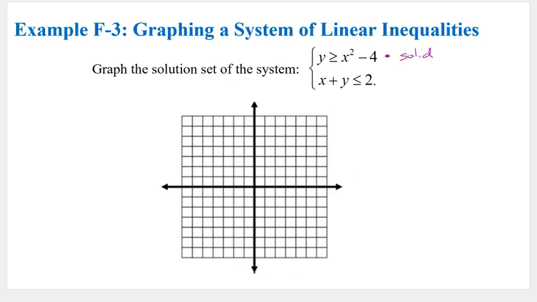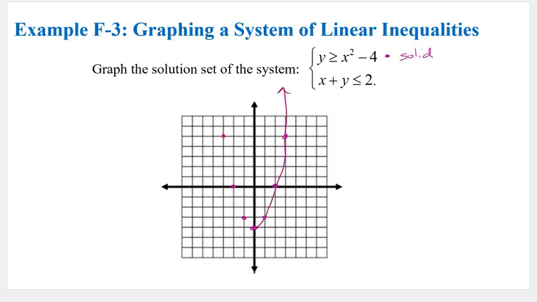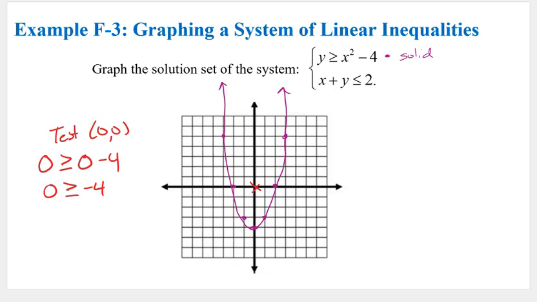So 1, 2, 3, 4. So here, over 1, up 1, from that point, over 2, up 4. Over 3, up 9, so 4, 5, 6, 8, 9. So here and here. All right, and that is going to be solid. So I'm going to draw in my solid. All right, then the question is, do we shade inside the parabola or outside the parabola? Again, I'm going to test 0, 0. I'm a big fan of 0, 0. So 0, is that greater than or equal to 0 squared minus 4? Is 0 greater than or equal to -4? It is. So we are going to shade inside the parabola.